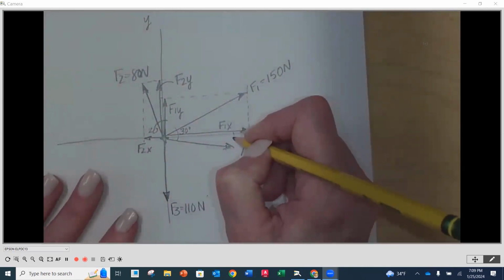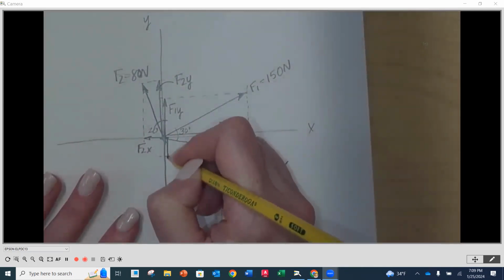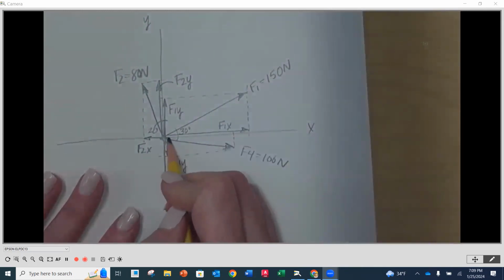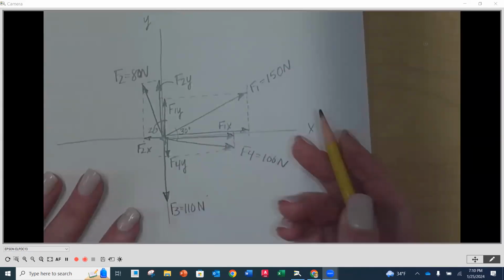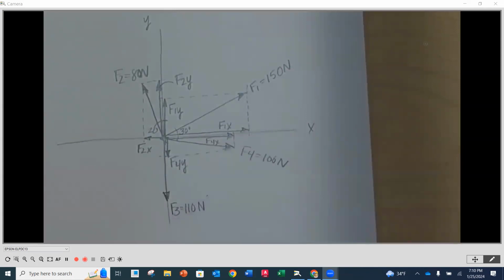And then my last one is going to be F4. It's going to have a Y component coming down on the right side here, F4Y. And then it's got an X component. And that's going to be F4X.